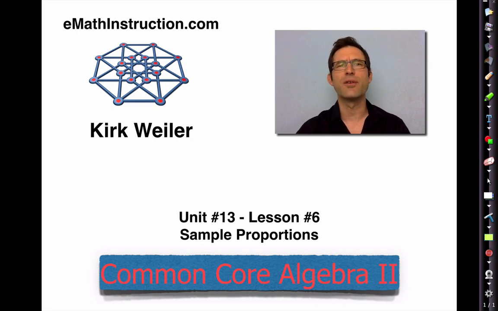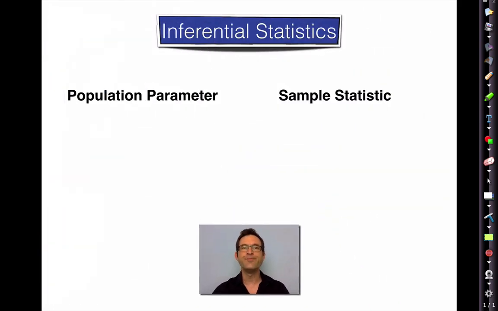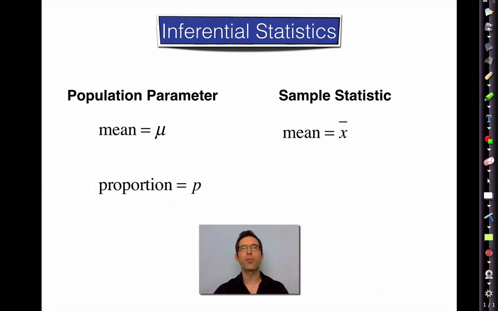So let's jump in and talk a little bit more about inferential statistics. Now in inferential statistics, you always have a population parameter, like the mean, and then you have a sample statistic, like x bar. And that's what we worked with in the last lesson. In this lesson, we've got the population proportion, or the proportion of a population that shares a certain characteristic, whatever you're studying, okay? And we'll get into that in the first exercise.